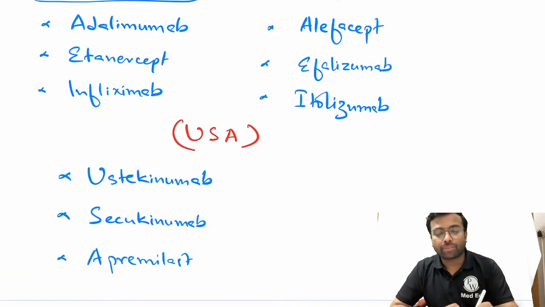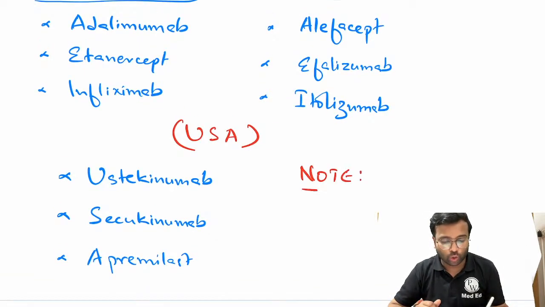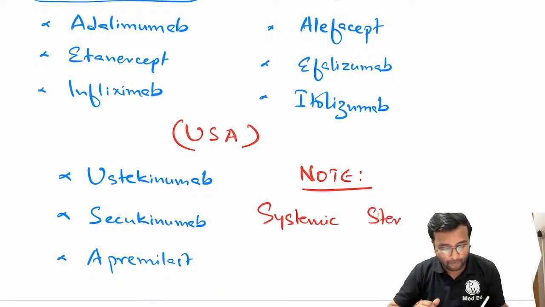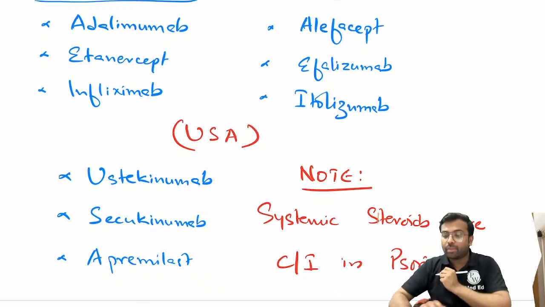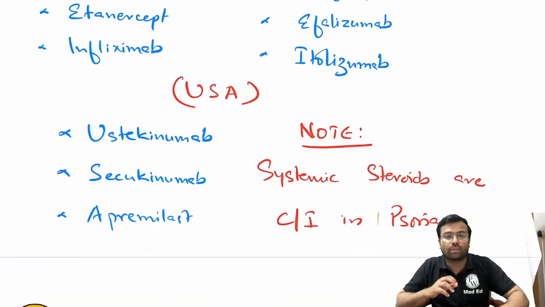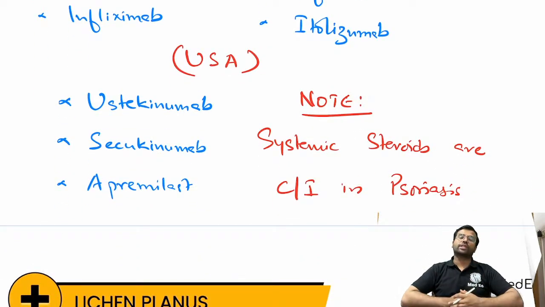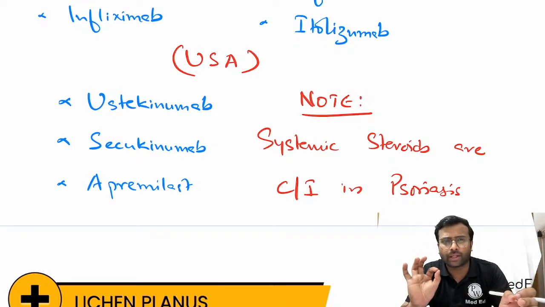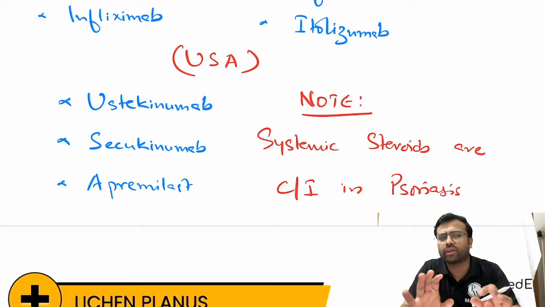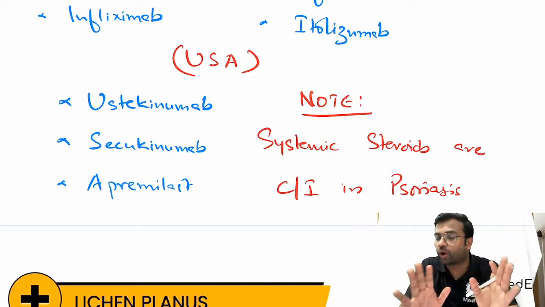And in the treatment part, just write down one thing, a very important note. Systemic steroids are contraindicated in psoriasis. Can anybody tell me some examples of systemic steroids? Systemic means whatever comes in tablet form or injection form, whatever it is, systemic steroids are contraindicated.